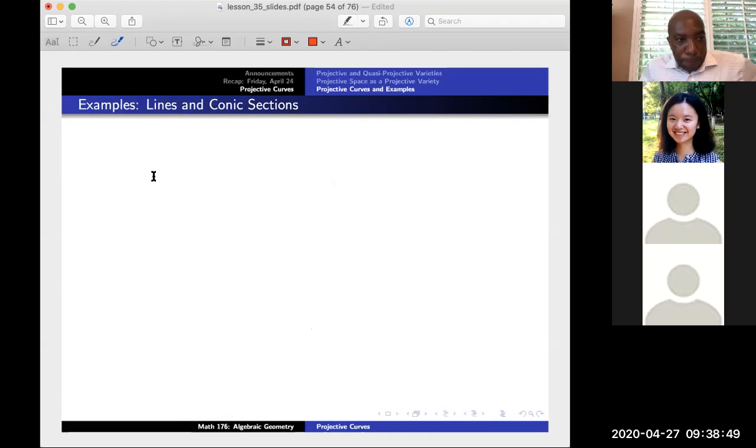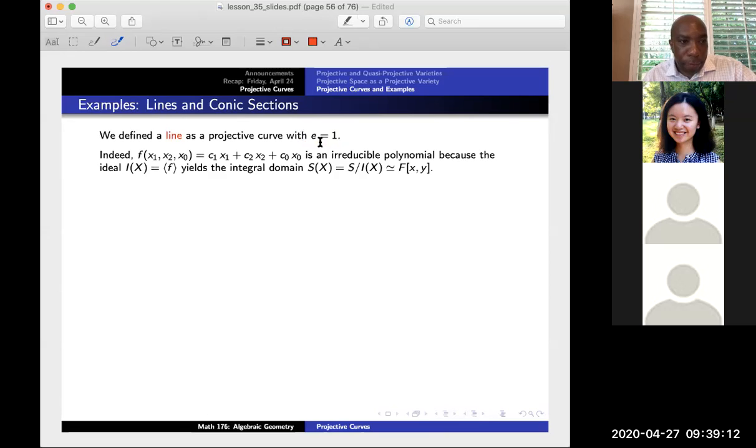Okay, so let's start with our definition of lines and conic sections. We just want to see, do our previous naive definitions match up with the new definition? Remember that we defined a line as a projective curve that corresponded to degree 1. Right, so E is equal to 1. Degree E equal to 1 means that our polynomial here is this F.